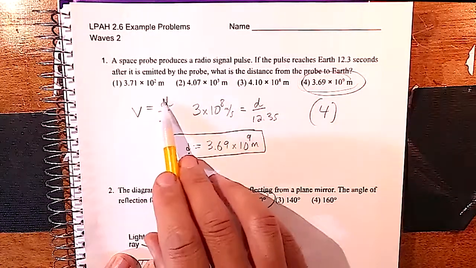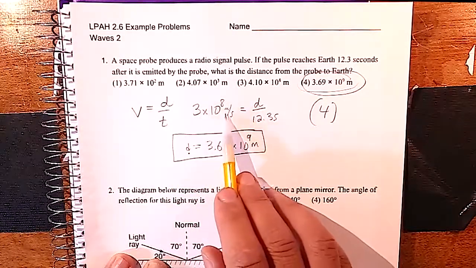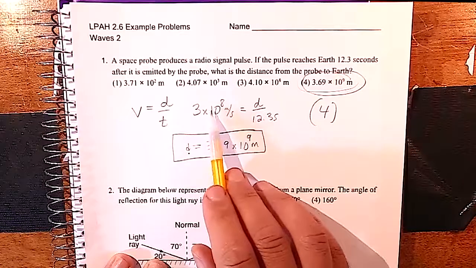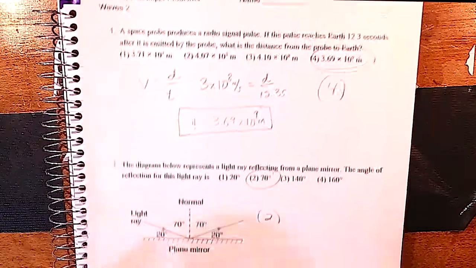So that's just v equals d over t. We know the speed of light is 3 times 10 to the 8th meters per second. That's on the reference table. And then we just cross multiply and solve.